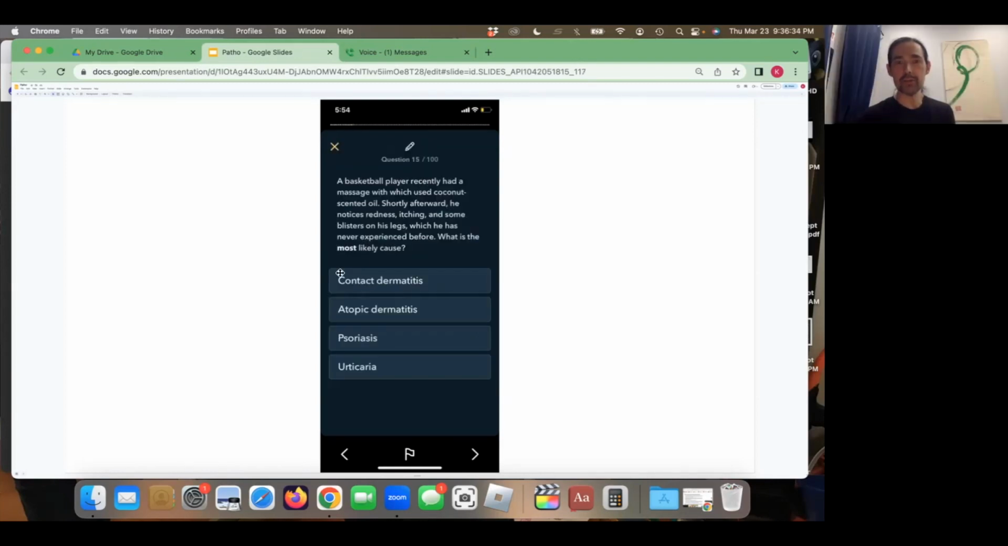A basketball player recently had a massage and the massage therapist used coconut scented oil. Shortly afterwards, he notices redness, itching, and some blisters on his legs, which he has never experienced before. What is the most likely cause? Contact dermatitis, atopic dermatitis, psoriasis, or urticaria?